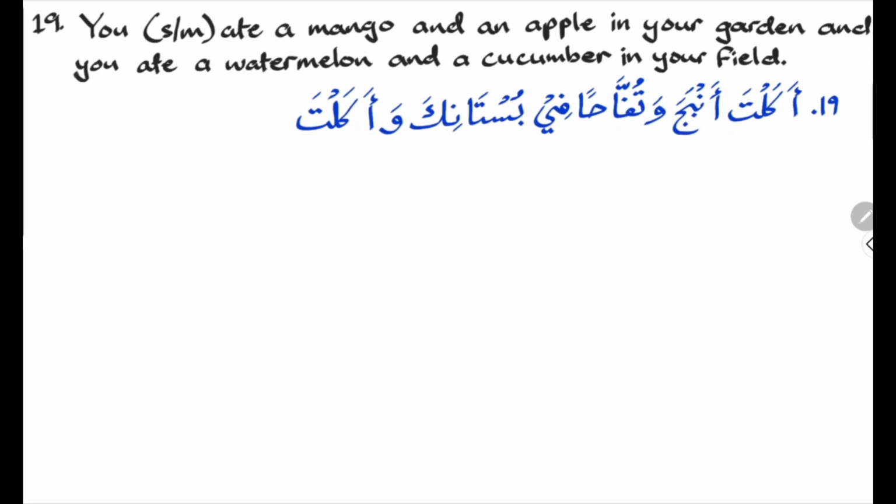Wa akalta, a watermelon. Watermelon in Arabic is bittih. And since it's maf'ul, it's going to get double fatha. If it had an alif lam, it would only get one fatha. It would be al bittiha. Wa akalta bittihan, and a cucumber. Wa, again that's the second maf'ul. So likewise, the end letter hamza is going to get two fathas.